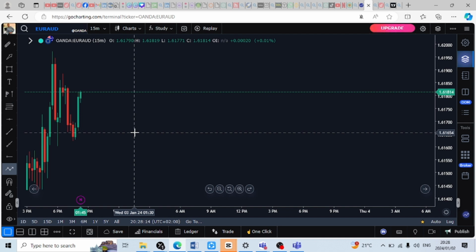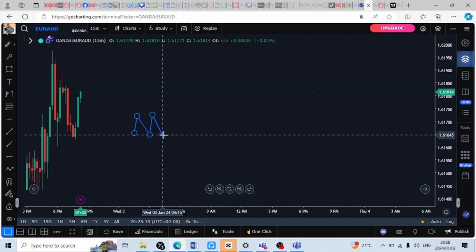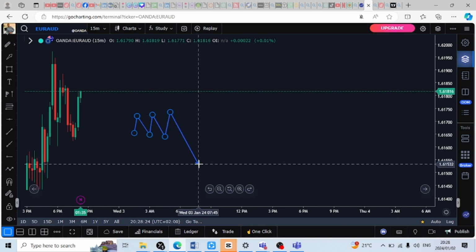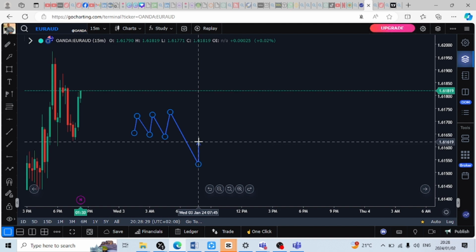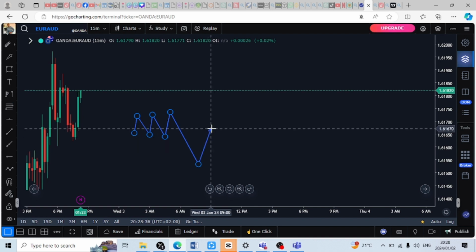After the accumulation here, we have the manipulation. So how then? There are two ways that you can trade this. Some people suggest that you can wait for price to return back to the accumulation, which is this zone. This was basically the manipulation. After the manipulation, wait for price to come back to the consolidation, which is our accumulation.